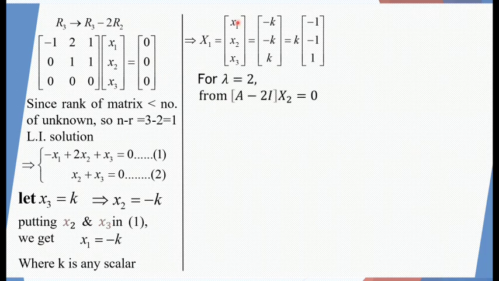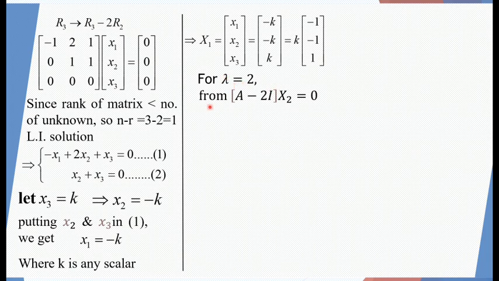So capital X1 is equal to x1, x2, x3, which is minus k, k, and now here the same situation arises. Either we can take k as a common or minus k as a common. So if we take k as a common, then this will be minus 1, 1.